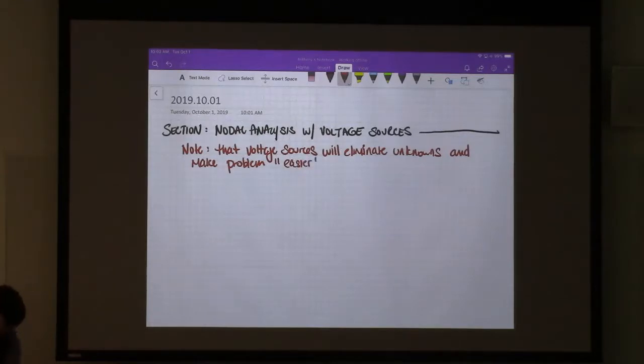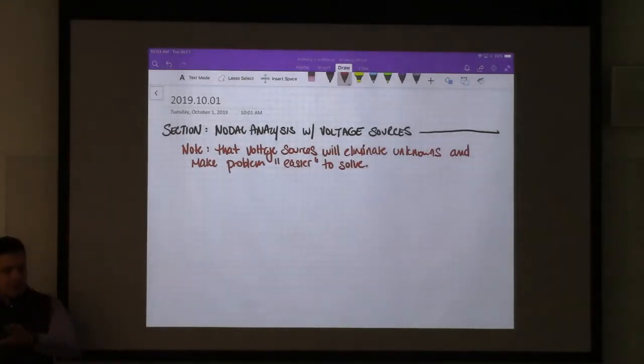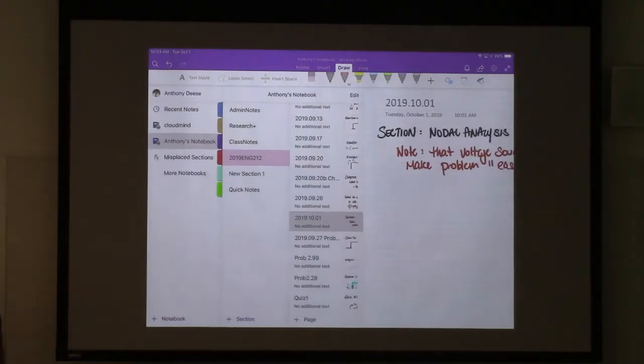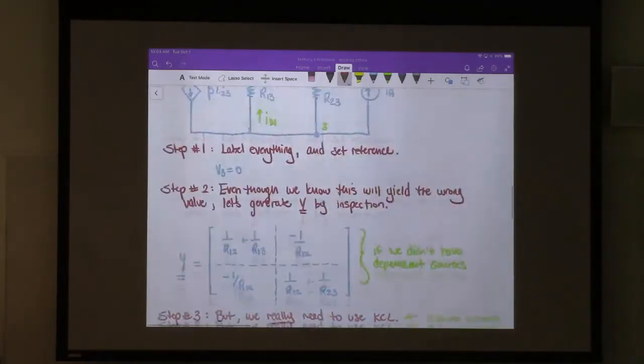I'll put that in quotes, because sometimes things that are easier can have quirky aspects to them, but overall easier to solve. And so let me ask you, why do you think an independent voltage source would make these problems easier to solve? Take a look at this back here.